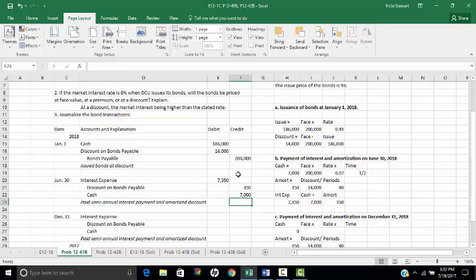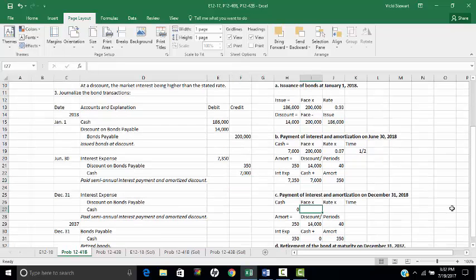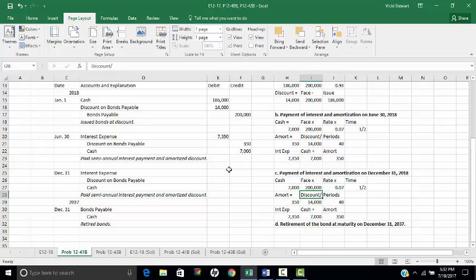Then on December 31st, we do the same calculation. $200,000 face times 7% times 6 divided by 12, and we get the same amount. So we will again debit interest expense for $7,350, credit discount on bonds payable for $350, and credit cash for $7,000.